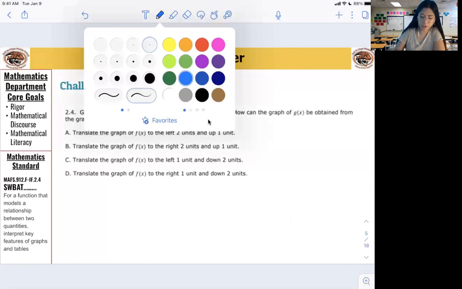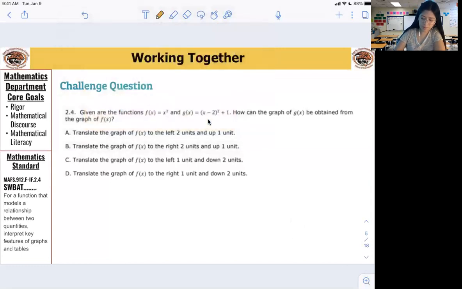What's the value of H? +2. So that means I'm going 2 units to the right. Whoever didn't pick B, you're trash.